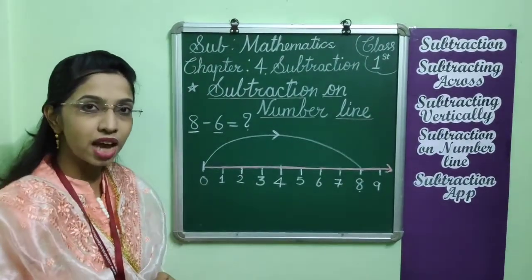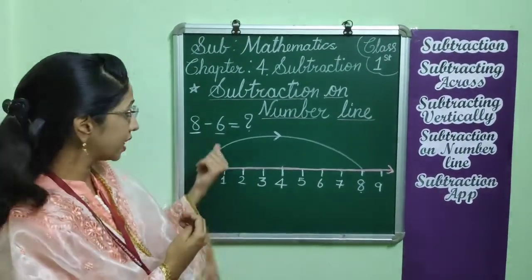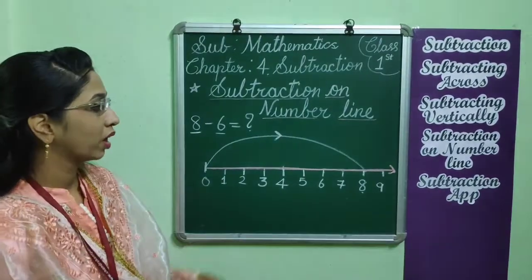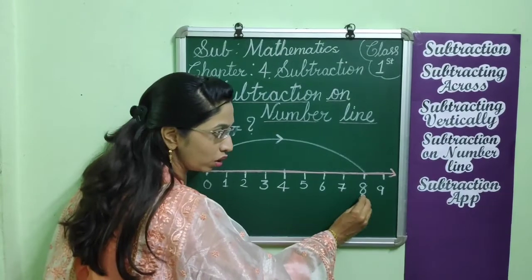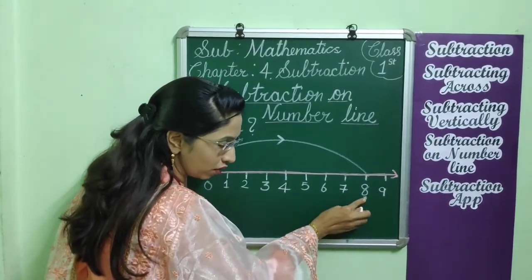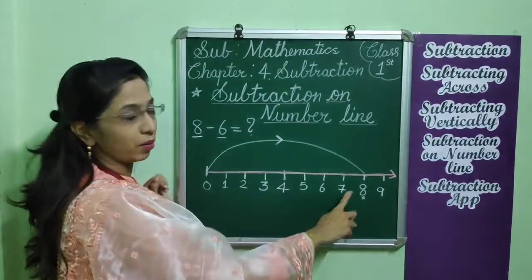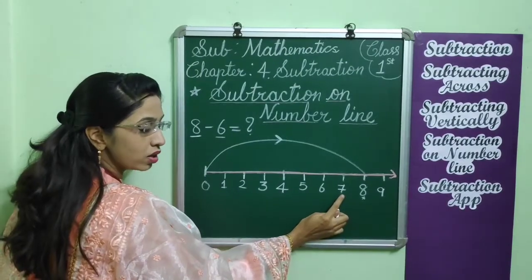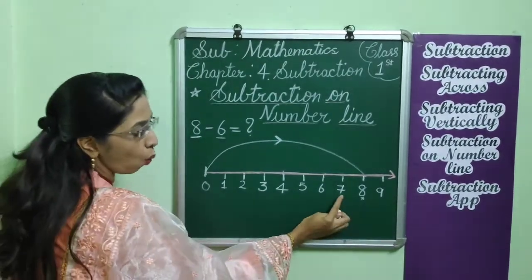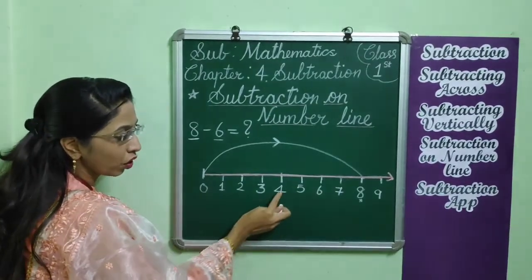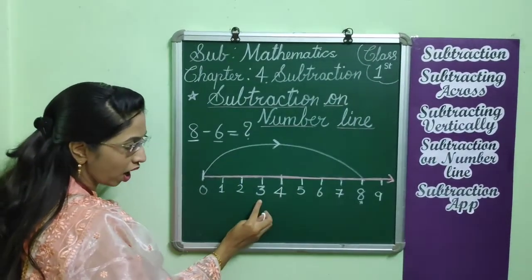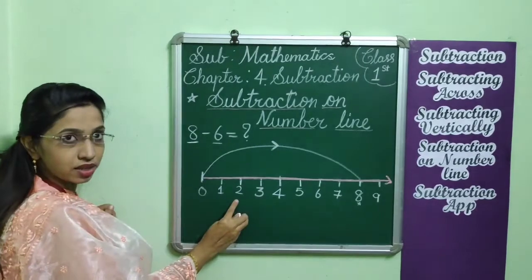So shall we start counting 6 places backward? Leave 8. Don't count 8. Don't include this 8. You have to leave this. Start from 7. Count the 7 as 1. 1, 2, 3, 4, 5, 6.